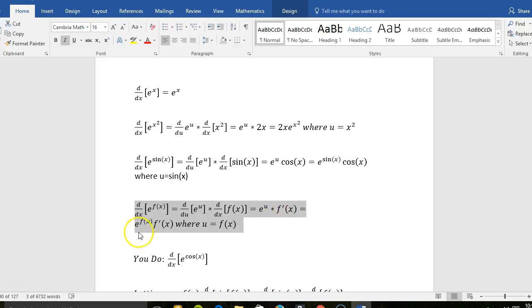So that's equal to, now you've got to replace u back with f of x. So it's e to the f of x. I'm just replacing this u back with f of x here. e to the f of x times f prime of x, where u equals f of x.